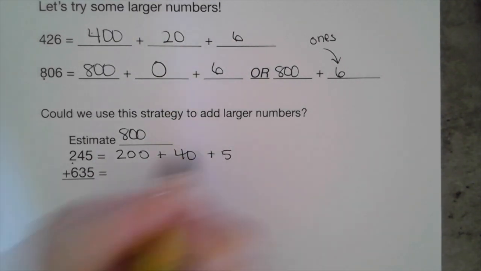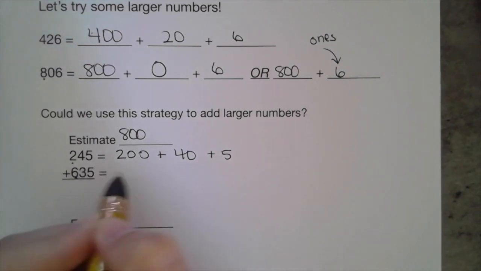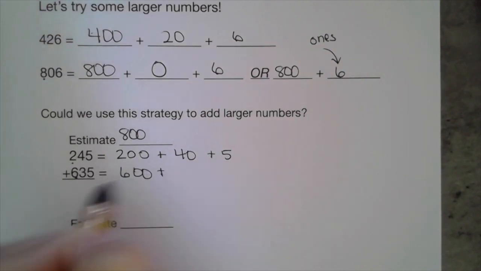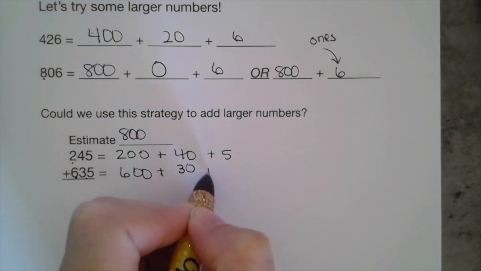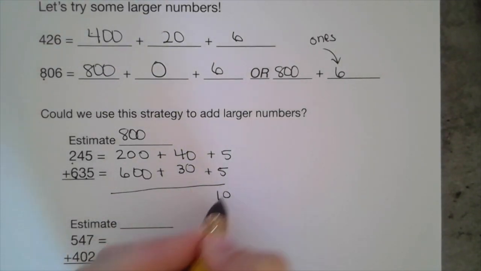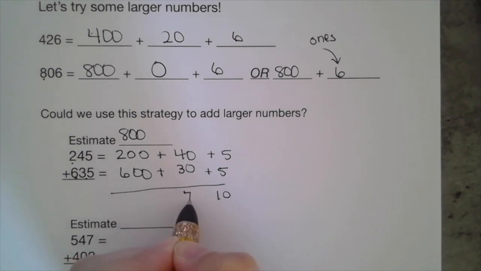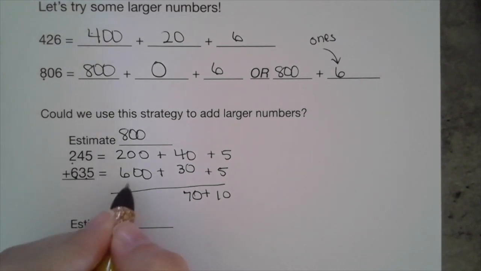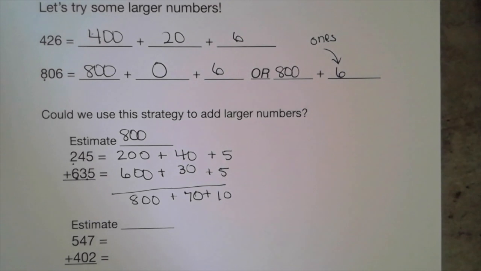plus 5 ones. The 6 is worth 600 plus 30 plus 5. I'm going to add it all together. 5 plus 5 is 10. 30 plus 40 is 70. And then 200 plus 600 is 800. So I'm going to see my estimate's not quite right, is it?